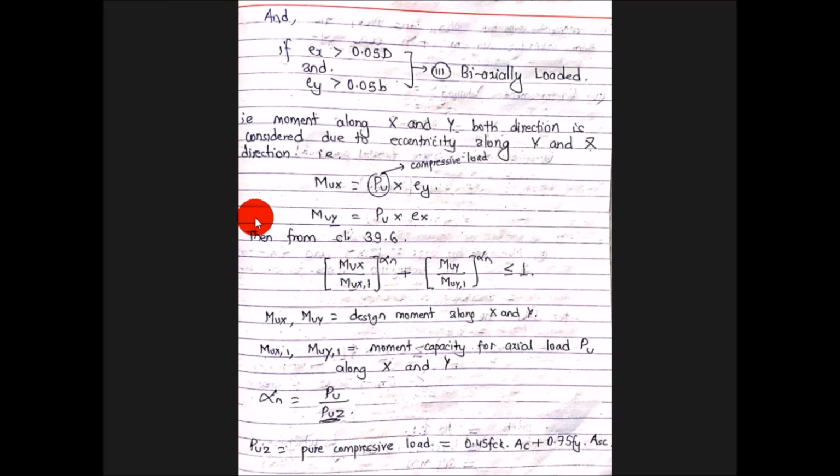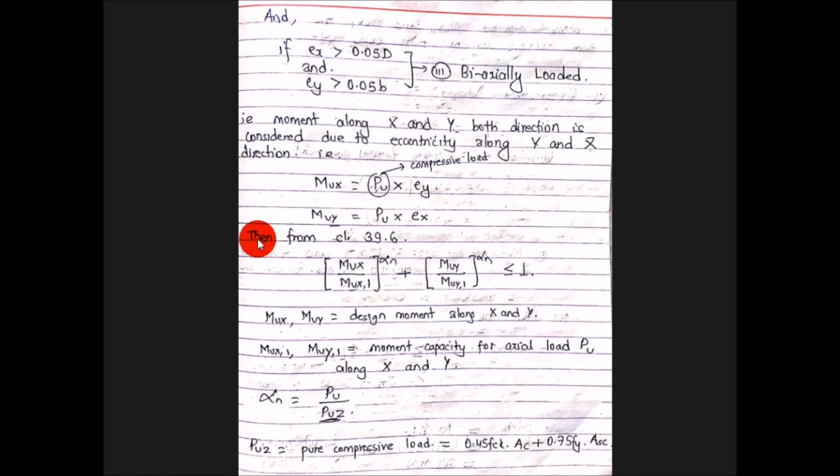That is MUX and MUY. MUX is equal to PU into EY, where PU is the compression load and EY is the eccentricity along the y-axis about the x-axis. It is the perpendicular distance from the origin. EY is the perpendicular distance for PU along the x-axis, and MUY is equal to PU into EX.